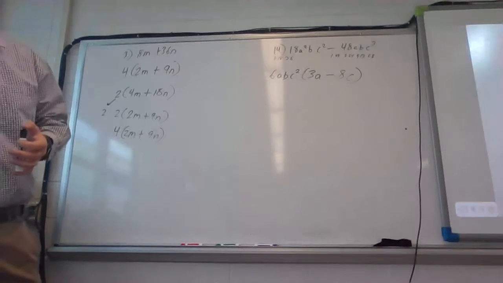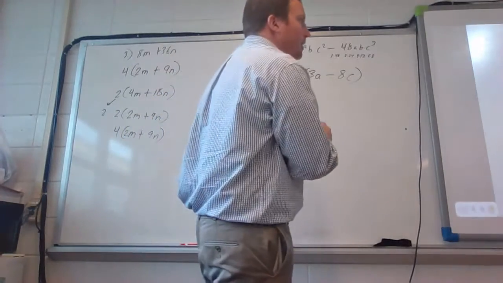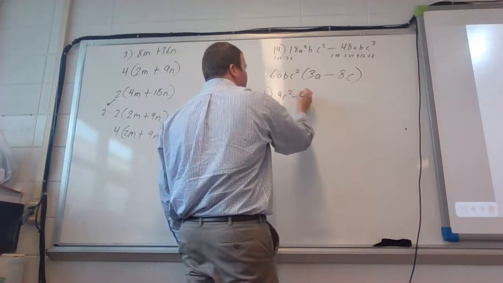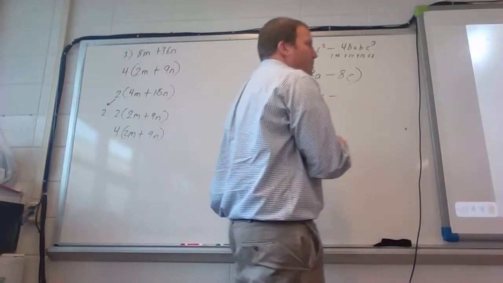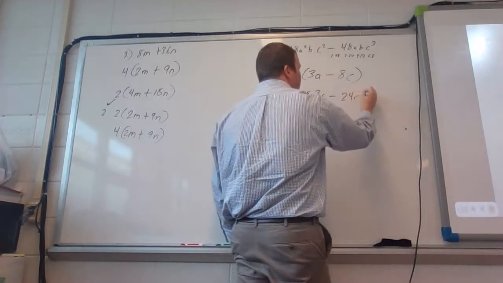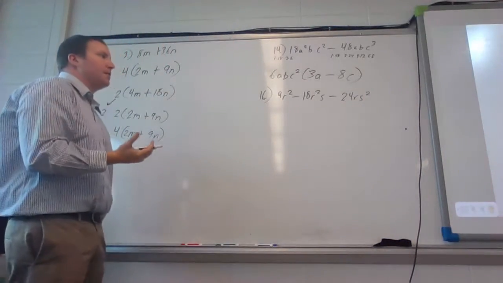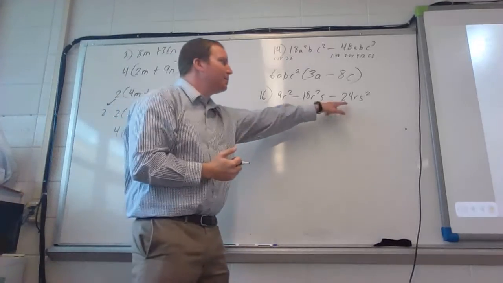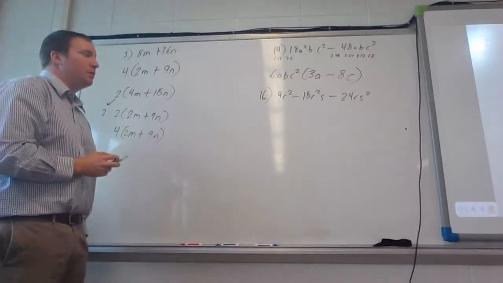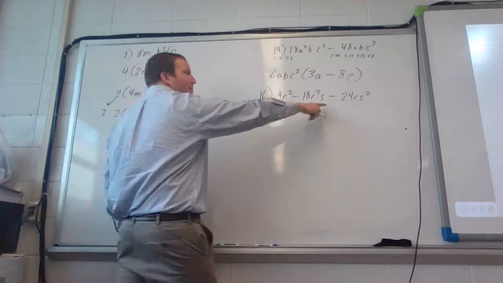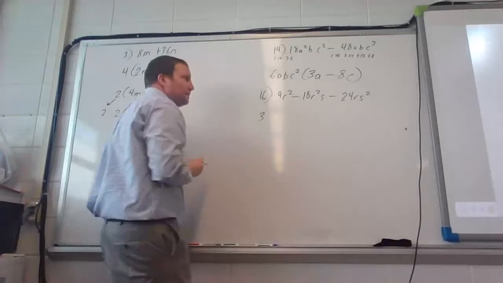16. We got 9r squared minus... okay, so first thing, look at your numbers. We've got 9, 18, 24. So 3. Right? 9 goes into 18, but it doesn't go into 24. The only other factors of 9 are 3. We take out a 3.